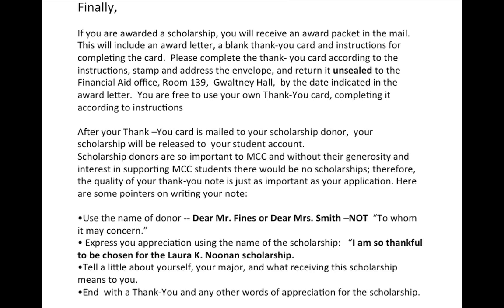We have had many donors come back and tell us how pleased and delighted they were with the thank you notes that they received from students. They're very touched and moved by these. And you know, human nature is such that if you're rewarded and you're made to feel good by doing something, you're going to want to do it again and again. So these people will want to continue to donate scholarship money to the college because they see how important it is to you, the student, and it's meaningful to them.